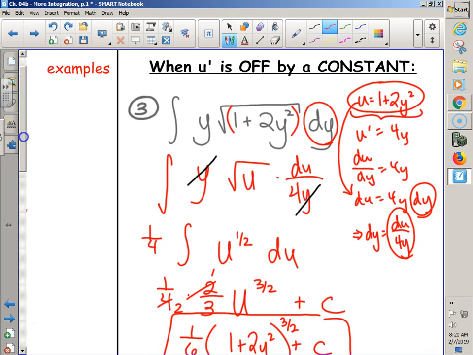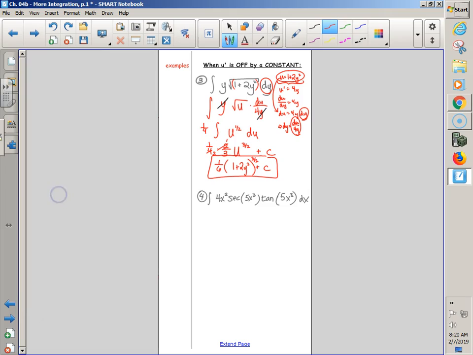So I want you guys to go ahead and go into your notes. I want you to write when u prime is off by a constant, and I actually want you to copy this example. Now, what would be a really good practice for some of you? You've tried it. I did it. This is one way of practicing math that you might not have thought of before, even though I've mentioned or alluded to it a couple times. This is another way of practicing math.